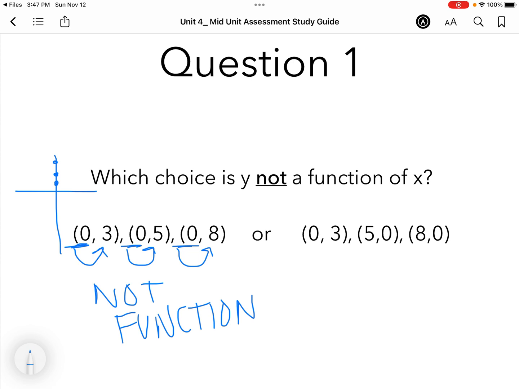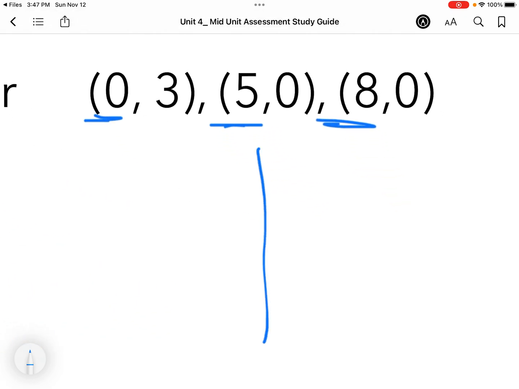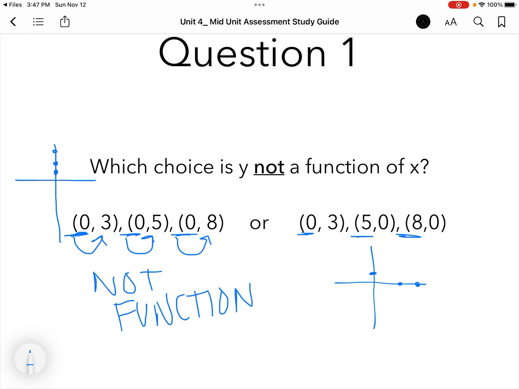All right, if I have this one, all my x's are different, and it doesn't matter what the y's are. I just care that all my x's are different. So when I'm graphing, same idea, (0, 3) is here, then I have (5, 0), and then I have (8, 0). So this will pass the vertical line test because as I move my hand from left to right, I'm not going to hit more than one dot at a time. So this one would be a function.